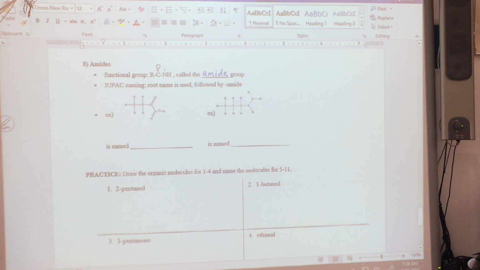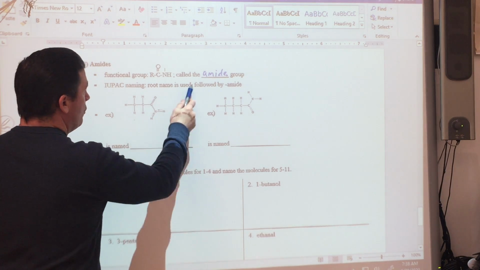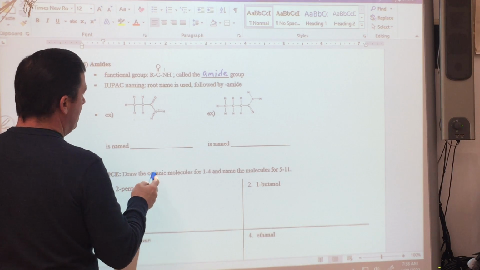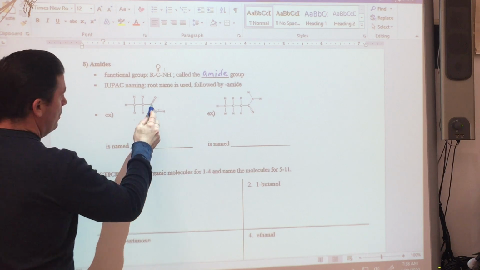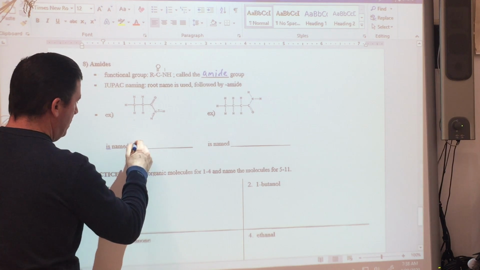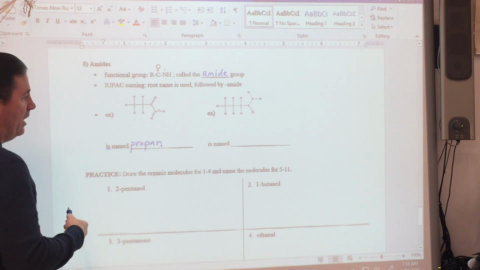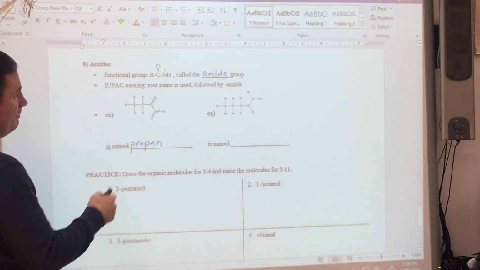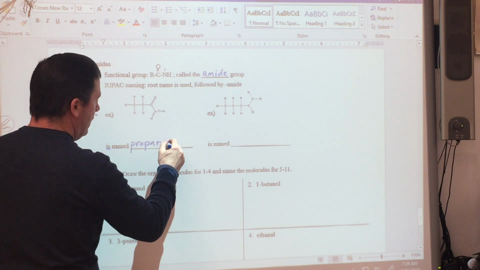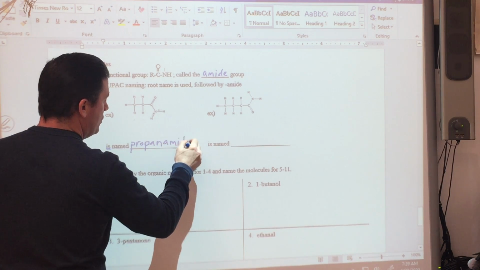How you name it? Same kind of idea. Root name followed by amide. So what's my group? 1, 2, 3. That's propane. So I'm going to stop with that and say propan, and then amide. It's pretty straightforward.